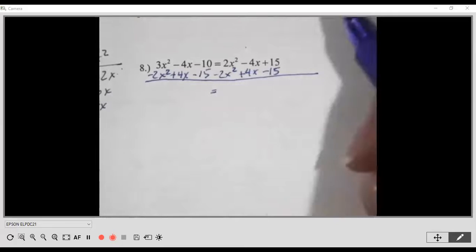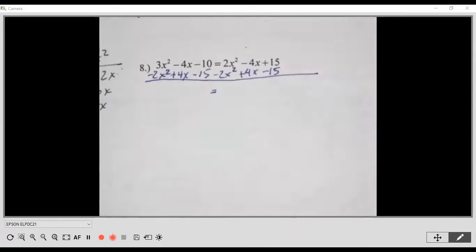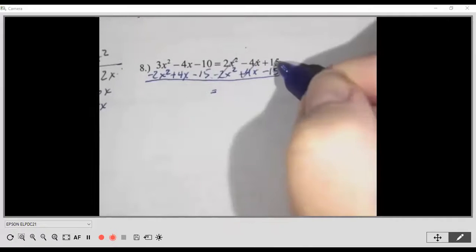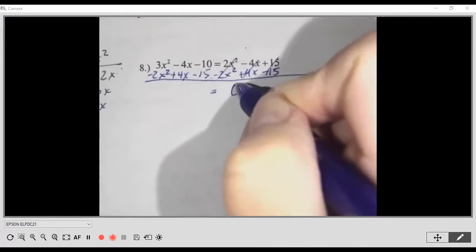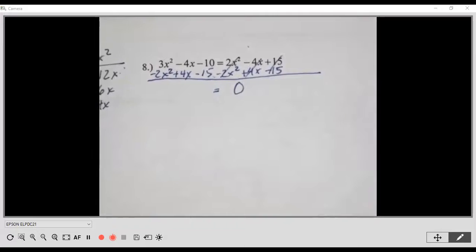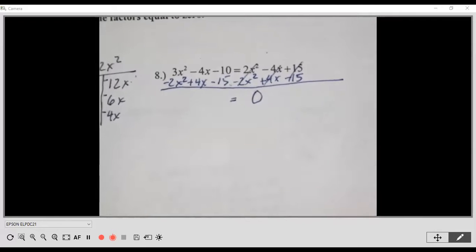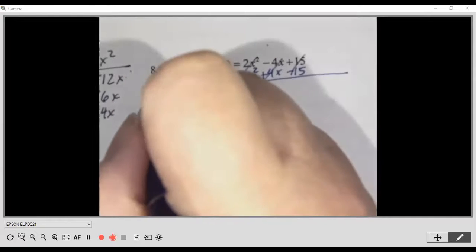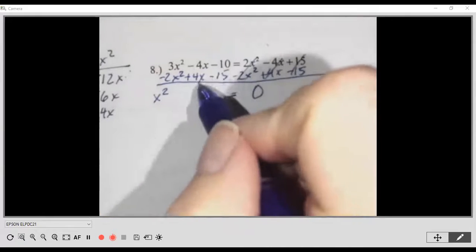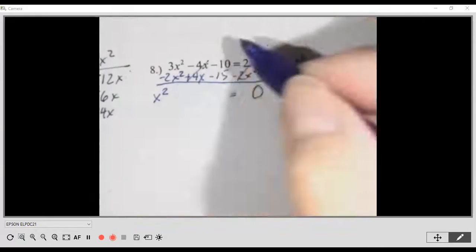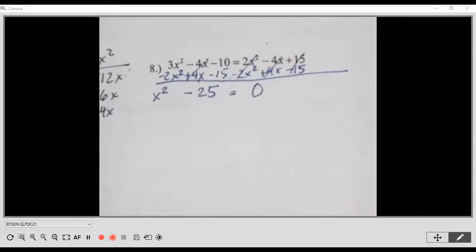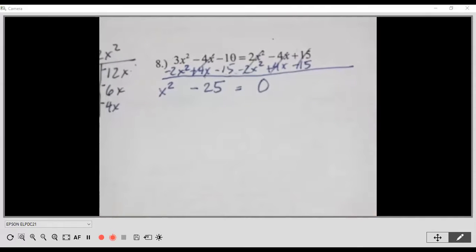So on the right-hand side, 2x squared minus 2x squared is 0. Negative 4x plus 4x is 0. 15 minus 15 is 0. So on the right-hand side, I have 0. And the left-hand side, 3x squared minus 2x squared is x squared. Negative 4x plus 4x is 0, so that cancels out. And negative 10 minus 15 is minus 25. So we have x squared minus 25 equals 0.